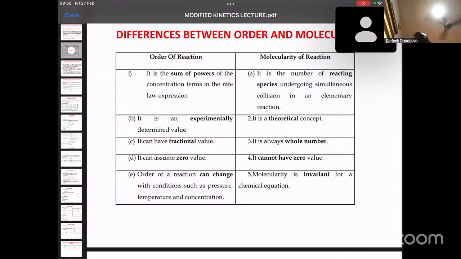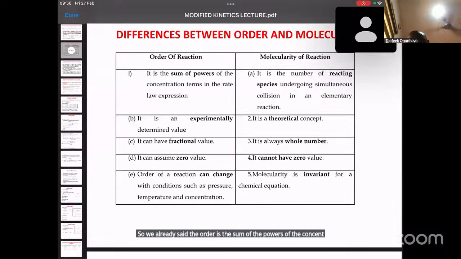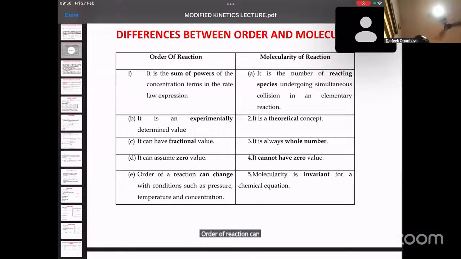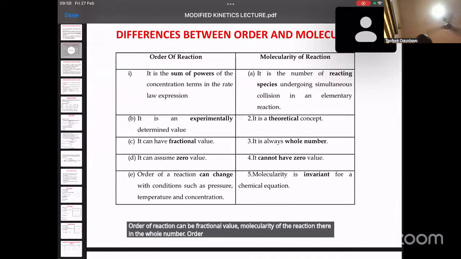We already said the order is the sum of the powers of the concentration terms in the rate law expression. And molecularity is the number of reacting species undergoing simultaneous collision in an elementary reaction. And that is what is in the slow step. Order of reaction is an experimentally determined value. We already said that. While molecularity is a theoretical concept. Order of reaction can be a fractional value. Molecularity of a reaction is a whole number. Order of reaction can assume zero value, but molecularity cannot have a zero value.